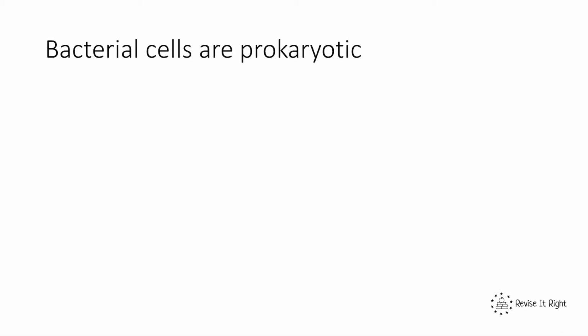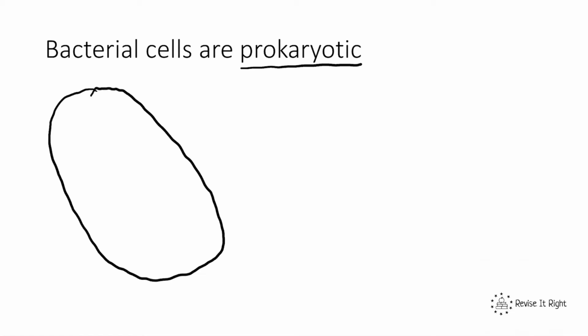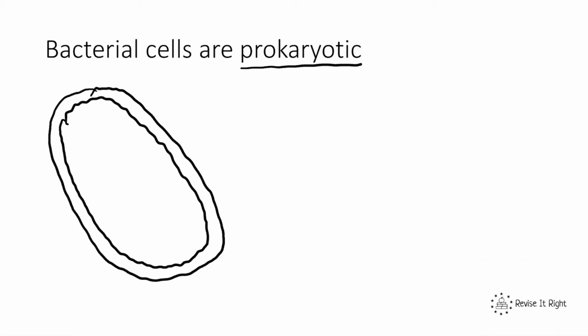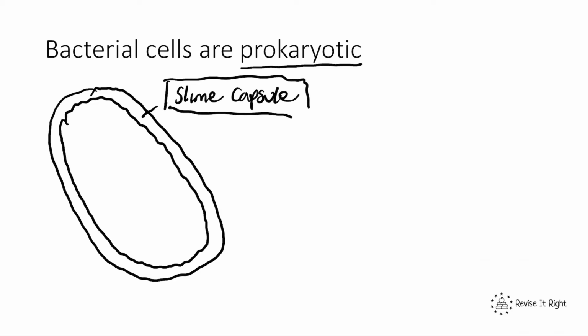Now bacterial cells are prokaryotic. So you'll remember this means they do not contain a nucleus. So I'm going to draw one out for you now. Now bacterial cells have an outer protective layer called the slime capsule. And as I just said there, that acts as a protective layer for the cell. So slime capsule, which is a protective layer for the cell.